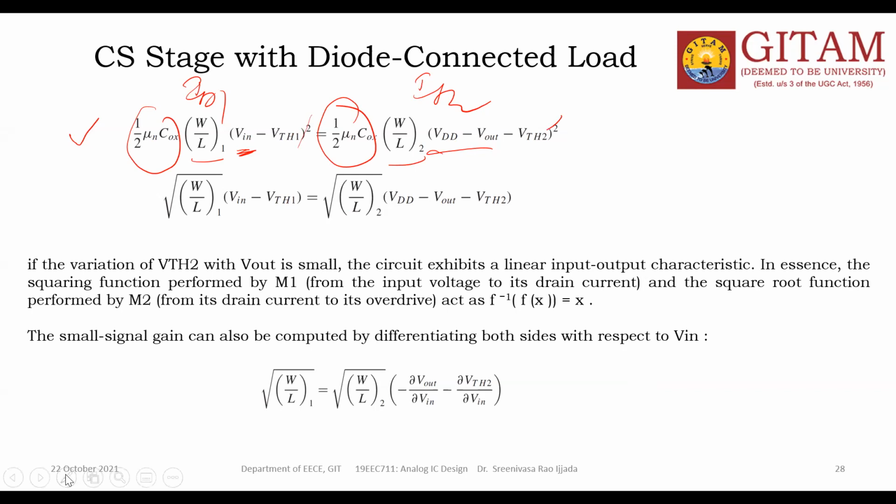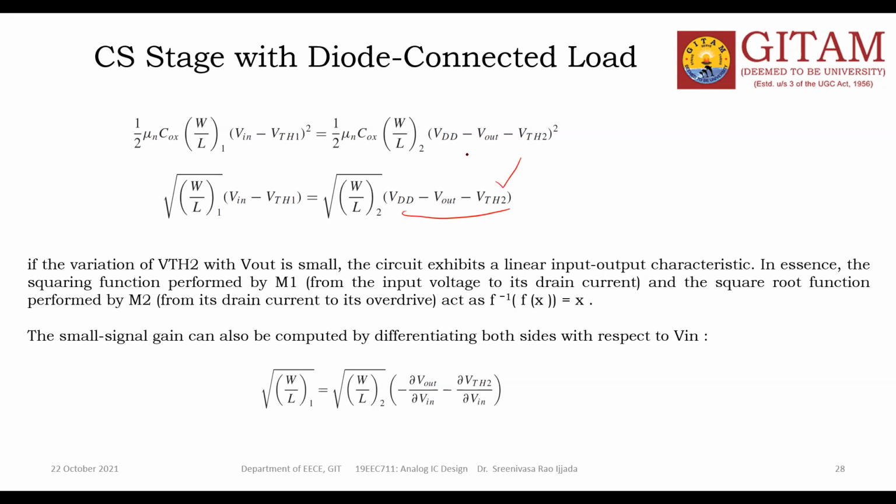Later, if the variation of VTH2, the threshold voltage of the second device M2, with respect to Vout is very small, because both are in the brackets, then the circuit will exhibit linear characteristics. Otherwise, it will show non-linear characteristics.